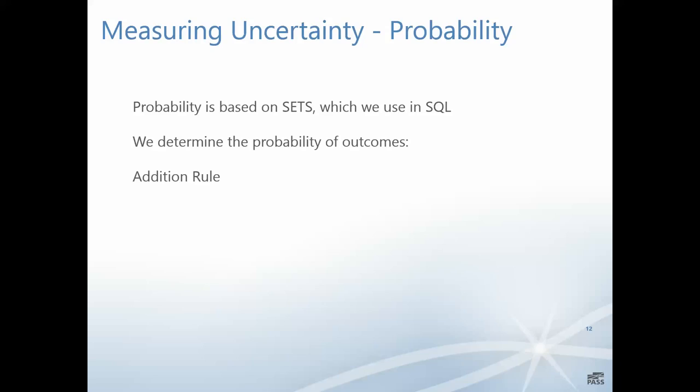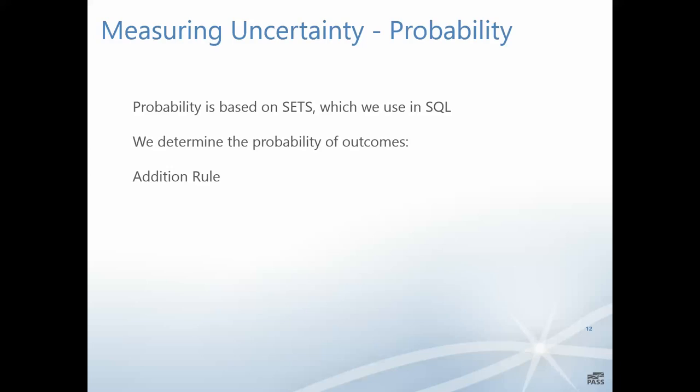A set is just simply a collection of objects. And what we do is we apply maths to the set. We apply the union, intersection, or the complement. The union is simply all members of both sets. Intersection is only the members in both sets. The complement is what is not in the set.